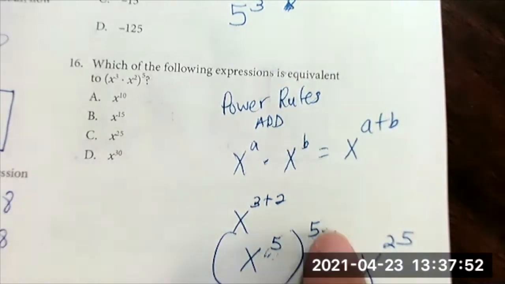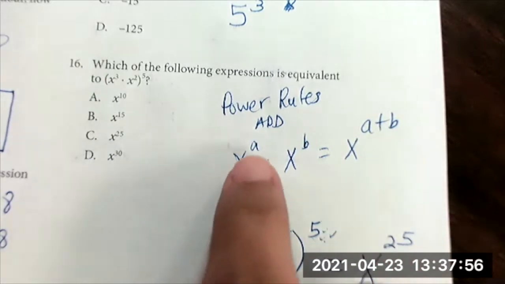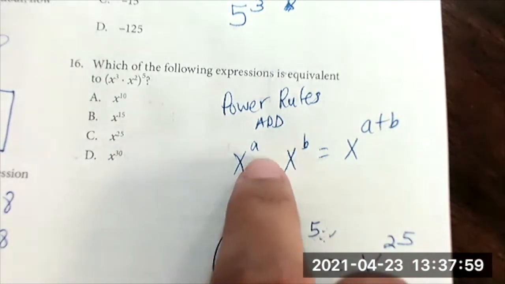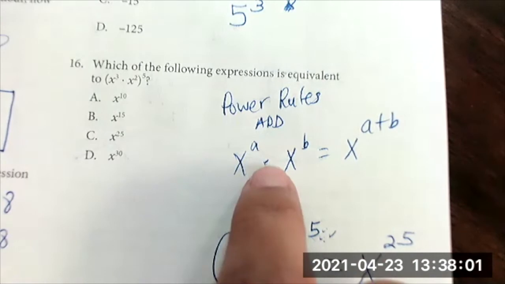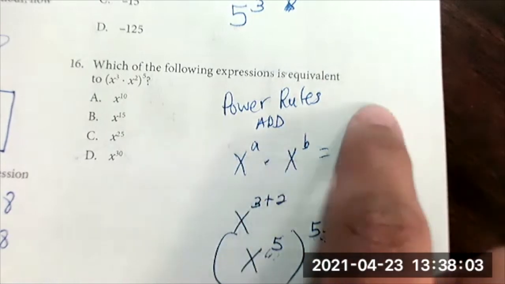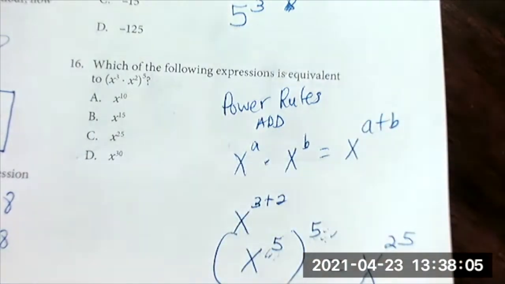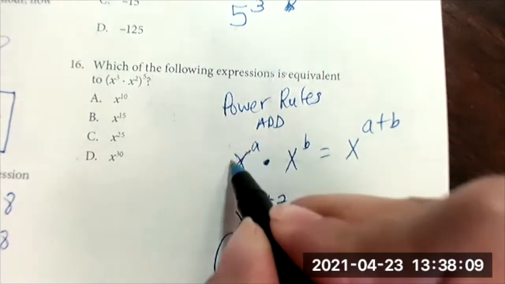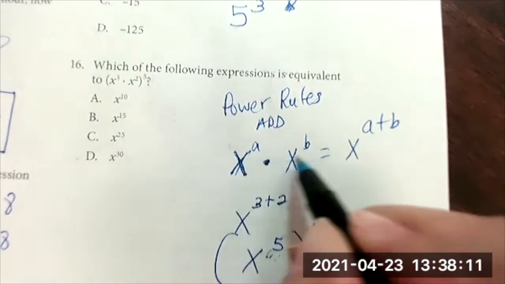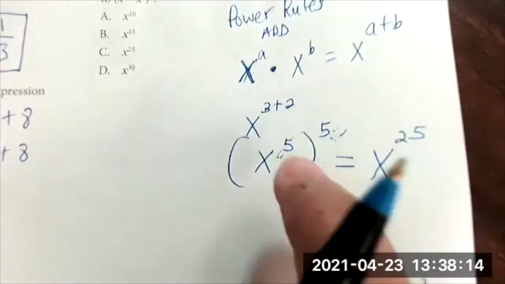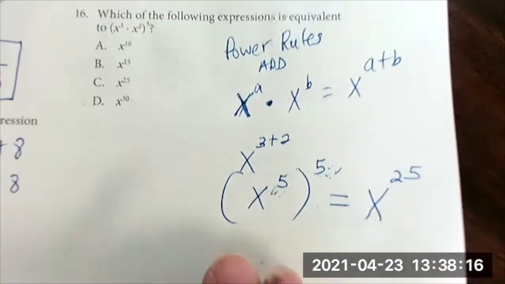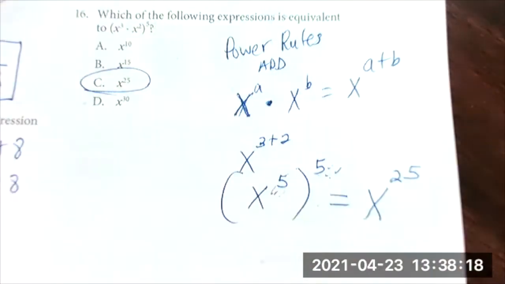Again, power to a power, you multiply the powers. This one is adding, this is multiplying. So a to the x times a to the b, you're going to add the powers. Multiply the powers, add the powers. When you're multiplying, you add them. It's a power to a power, you multiply them. So that's going to be that one.